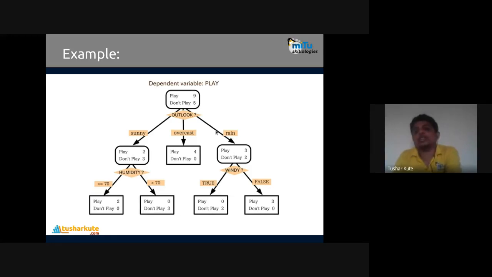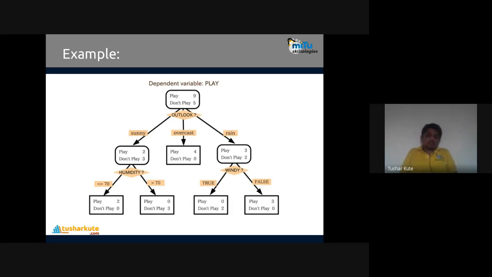Then next one, rainy. 60, 40 are there, so play 3 times, don't play 2 times. Check windy. If it's windy, true, then 2 times play, don't play, and 0 times play. For false, play 3 times, don't play 2 times. Finalized. 2 plus 3, 5 plus 4, 9 plus 2, 11 plus 3, 14. Decisions are done. This will be perfectly created.